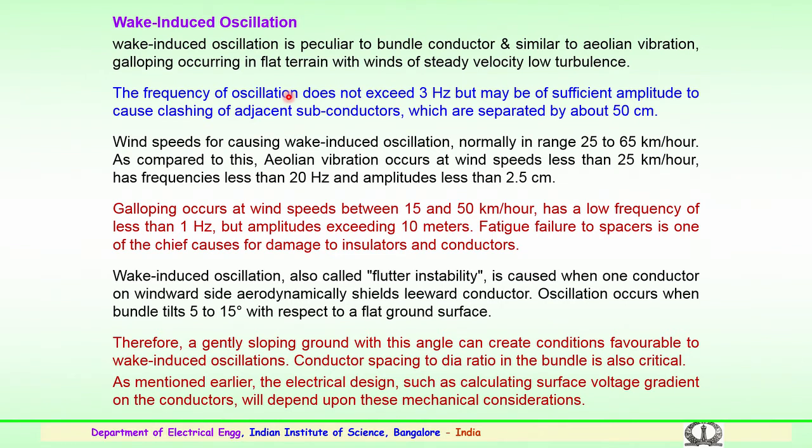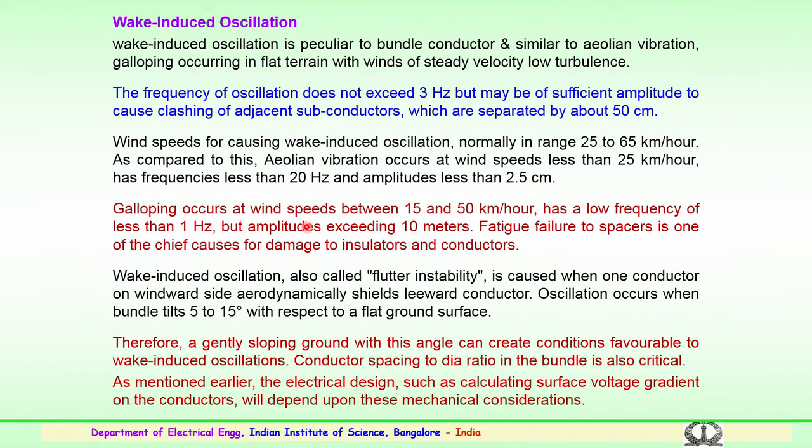So, the frequency of oscillations in the wake induced oscillations does not exceed 3 hertz, but may be of sufficient amplitude to cause clashing of adjacent subconductors, which are separated by about 45 centimeters in case of India and 50 centimeters elsewhere. So, wind speeds for causing wake induced oscillations normally range from 25 to 65 kilometers per hour. As compared to this, the Aeolian vibration occurs at wind speed less than 25 kilometers per hour, frequency less than 20 hertz and amplitude less than 2.5 centimeters.